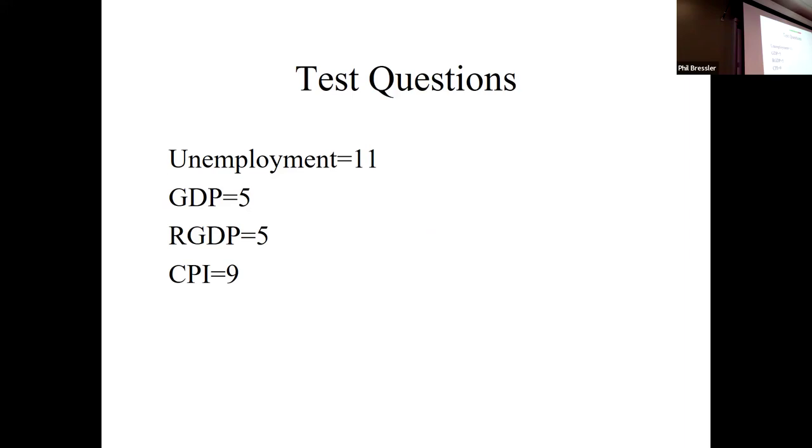All right. If you want to jot this down, this is for Friday how the test breaks down. 11 unemployment questions, 5 GDP, 5 real GDP, 9 CPI. Can I take a picture? Yeah, sure. Can you send that to me? Okay, I'll send my email to everyone who's ever got it.